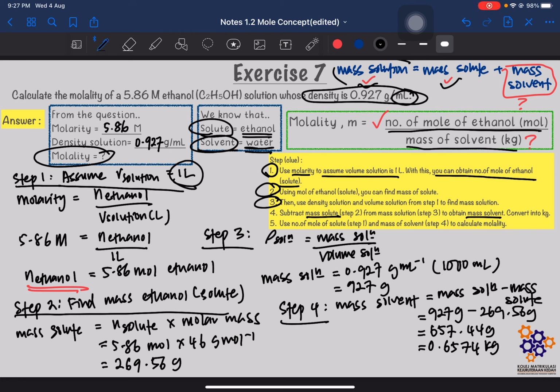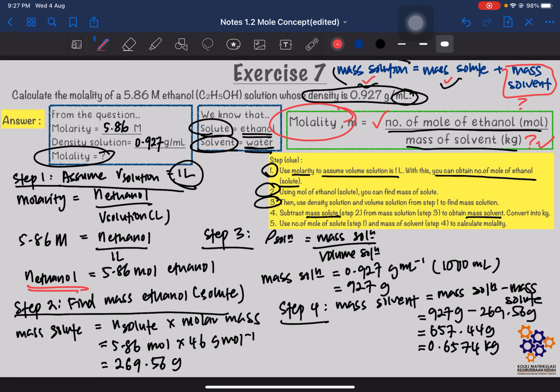Now we want to go into the last step. Since we already get the mass of solvent, we already complete the information that we need to find the molality. We already got our number of moles of ethanol and we already got our mass of water, or mass of solvent, in kilograms. So now we can proceed to find the molality.